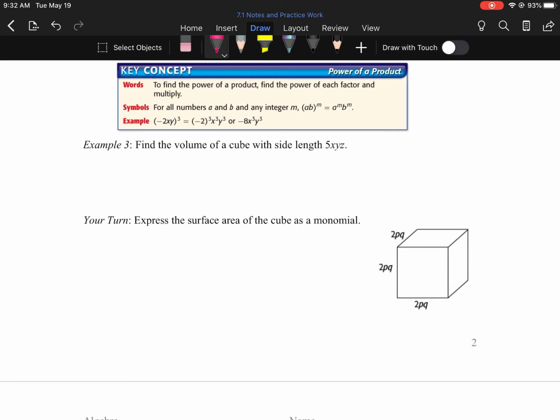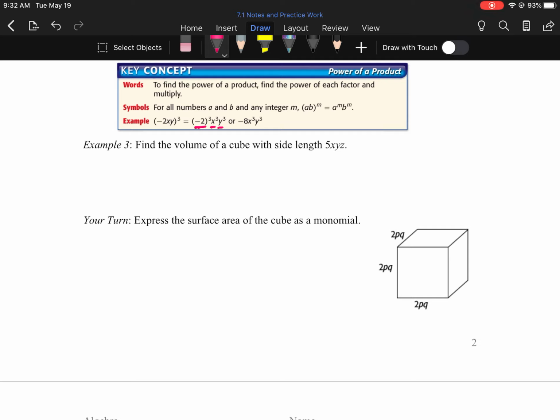So here's our example. I have negative 2xy. All of it is being cubed because that 3 is outside the parentheses. So this is why I said it's sort of like distributive property. Notice they took negative 2 cubed, x cubed, y cubed. So that exponent of 3 got distributed to each term inside of there, or each factor, I should say, inside of there. And then they simplified the negative 2 cubed to negative 8. So let's try this one.